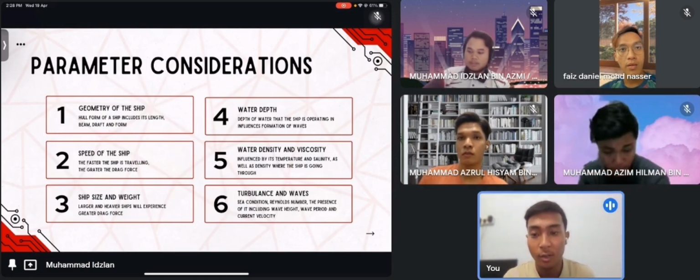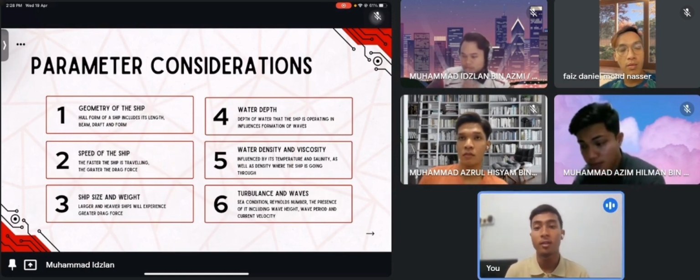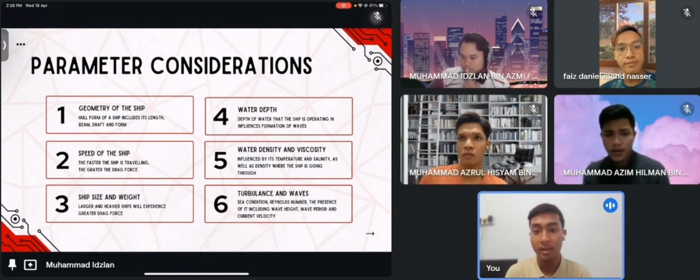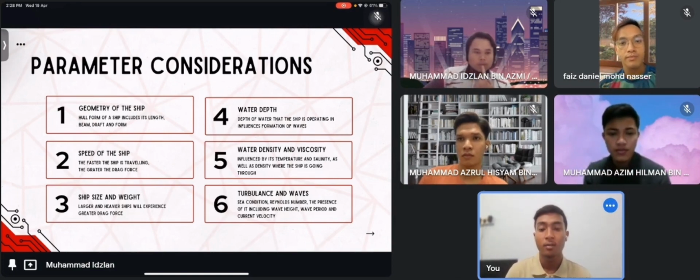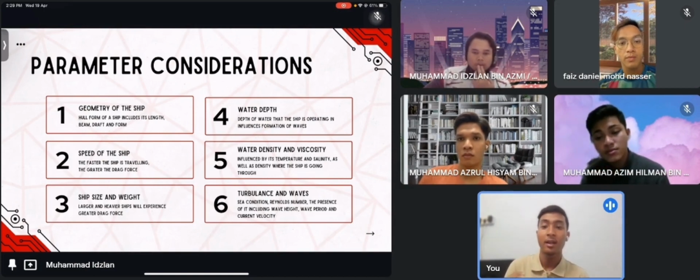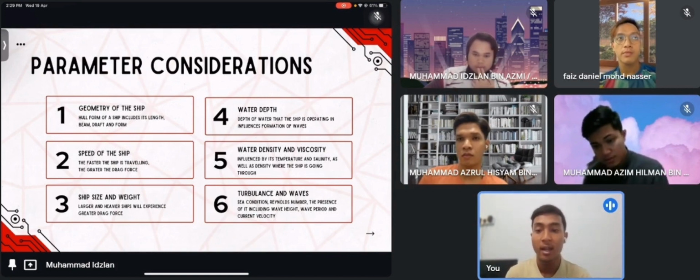Okay, so thank you, Idzlan. Now I will continue with the next topic, which is the parameters that need to be considered in order to find the hydrodynamic drag force. Essentially, the hydrodynamic drag force experienced by the container ship is influenced by several parameters. There are 6 parameters that I am going to explain.